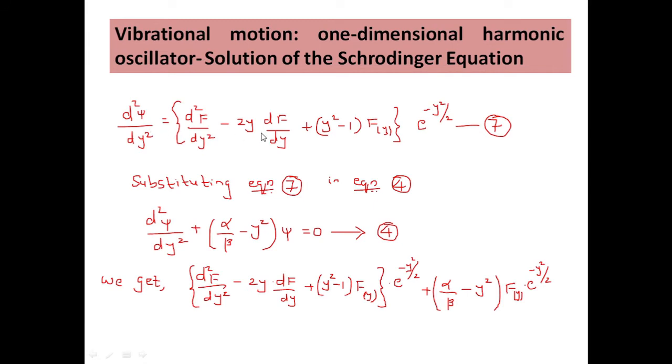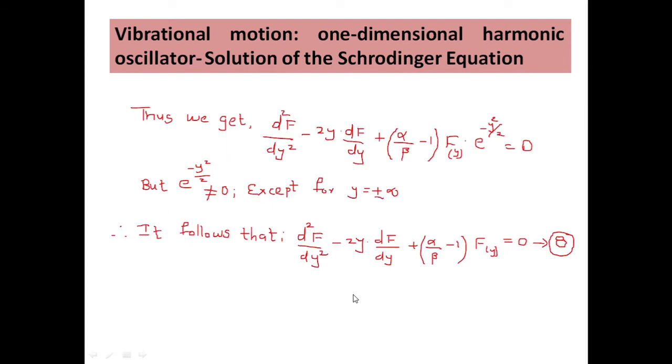Now, this equation 7 we will substitute in our Schrodinger wave equation of a simple harmonic oscillator, that is equation 4. So if we substitute for this d square psi by dy squared, we will get this equation. This is a direct substitution and you don't need much explanation.